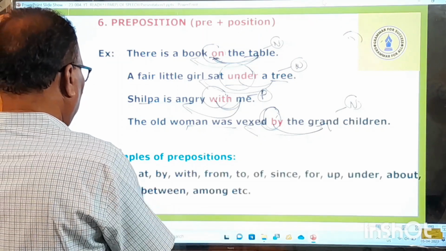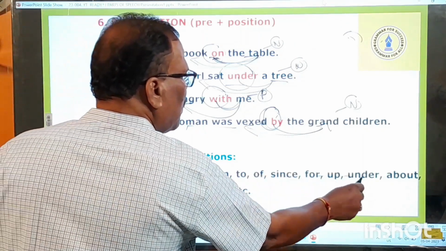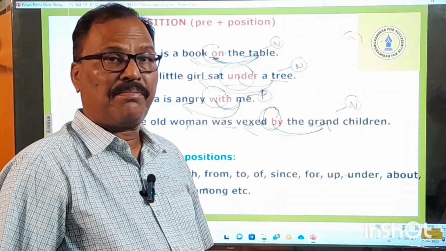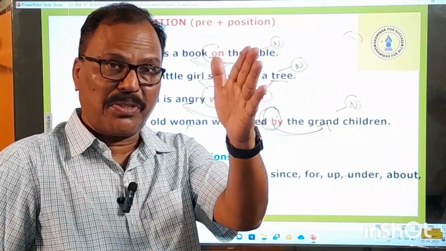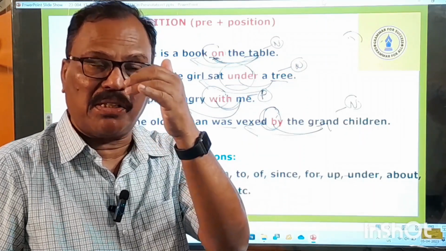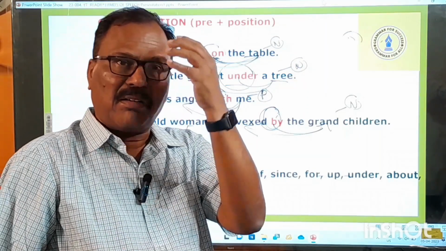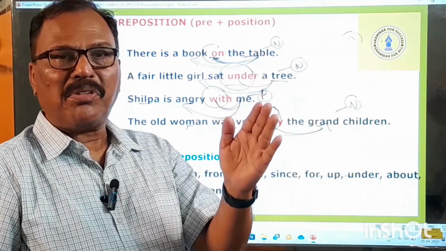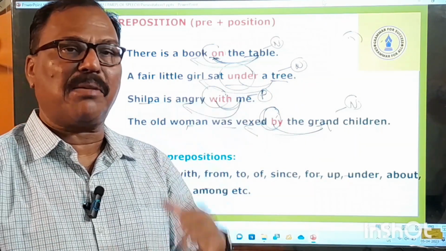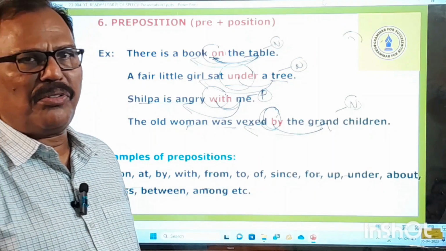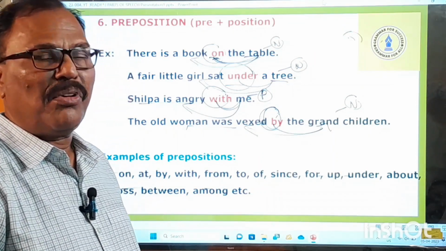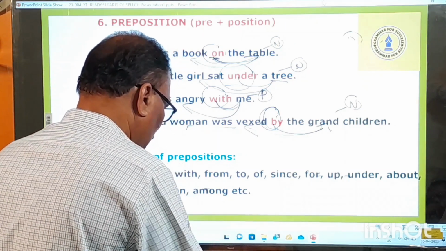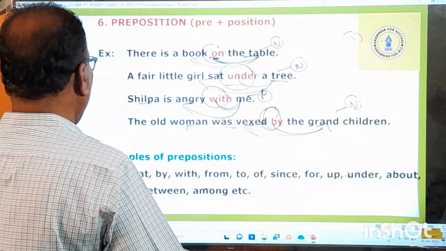Examples are given: in, on, at, by, with, from, to, since, for, up, under, between, among. See, there are three kinds of prepositions: simple prepositions, compound prepositions, and complex prepositions, or phrase prepositions. Okay, simple, compound, phrase prepositions. These three kinds of prepositions are there, and I'm going to deal with them very shortly in some other video. You are going to learn it very clearly. Okay, and now let's go to the next important part of speech.